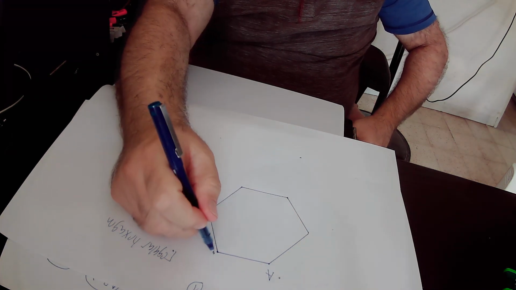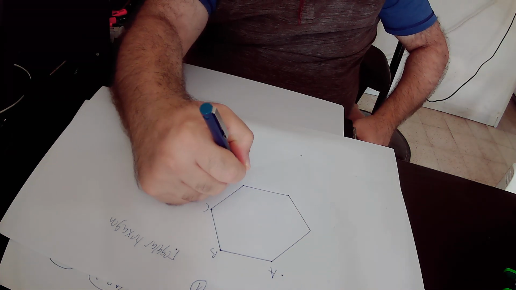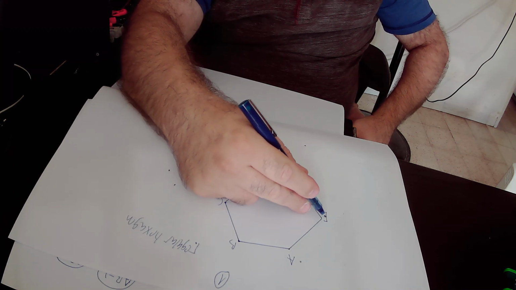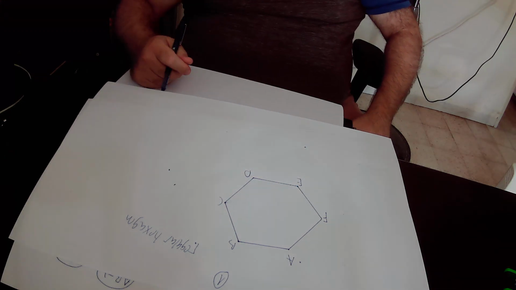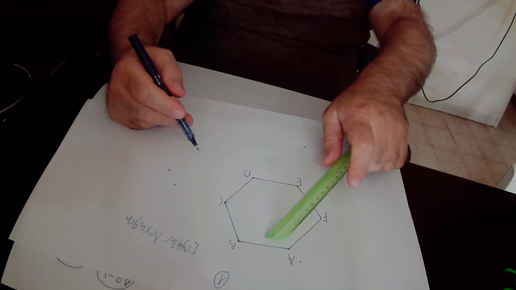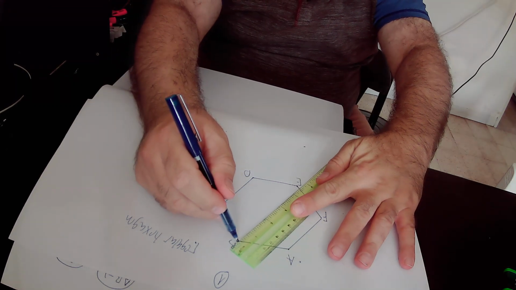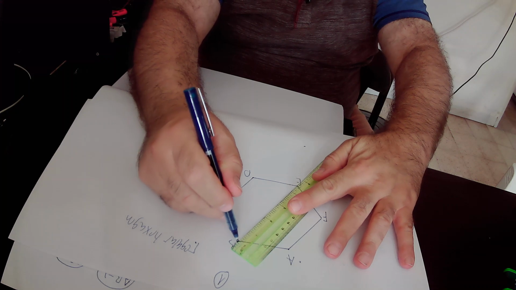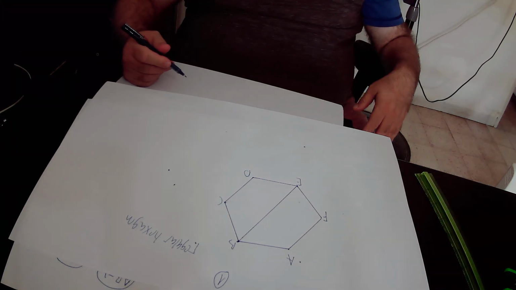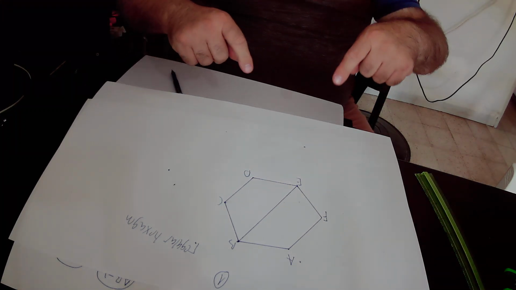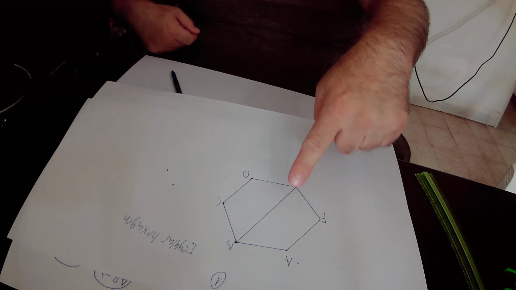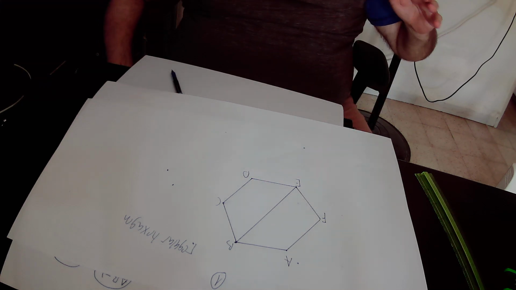A, B, C, D, E, F. We will join points B and D together by a straight line. By joining points B and D, we created here 2 quadrilaterals: quadrilateral ABDE, this quadrilateral, and quadrilateral BCDE.